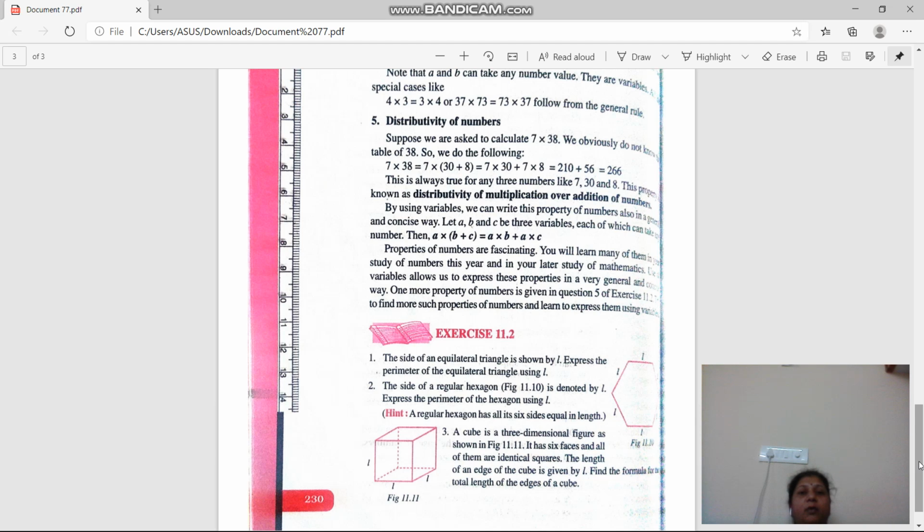Then next is about the regular hexagon. So you should have a clear idea of which hexagon is known as a regular hexagon, and how many sides a hexagon has. Okay, so the third example is about the cube. A cube is a three-dimensional figure and all its sides are equal. You need all this basic knowledge. Then and only then I will start the exercise.